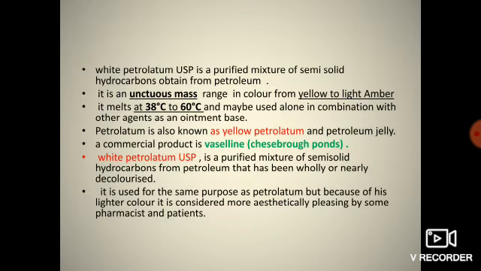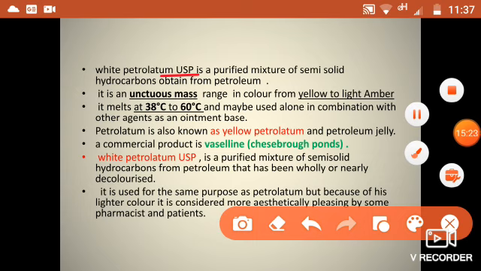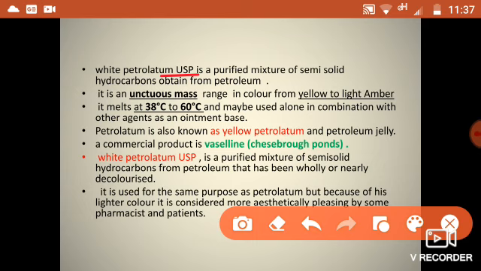What is white petrolatum? White petrolatum is a purified mixture of semi-solid hydrocarbons obtained from petroleum. What are hydrocarbons? Carbon and hydrogen bonding is present in hydrocarbons. What is petroleum? Petroleum is also known as mineral oil. We call petroleum mineral oil as well, because it is also present naturally. So the USP, United States Pharmacopoeia. What is USP? It is a book, a pharmacopoeia, which mentions all the requirements and formulas for the preparation of ointments, their uses, and what the side effects and application characteristics of that ointment are.